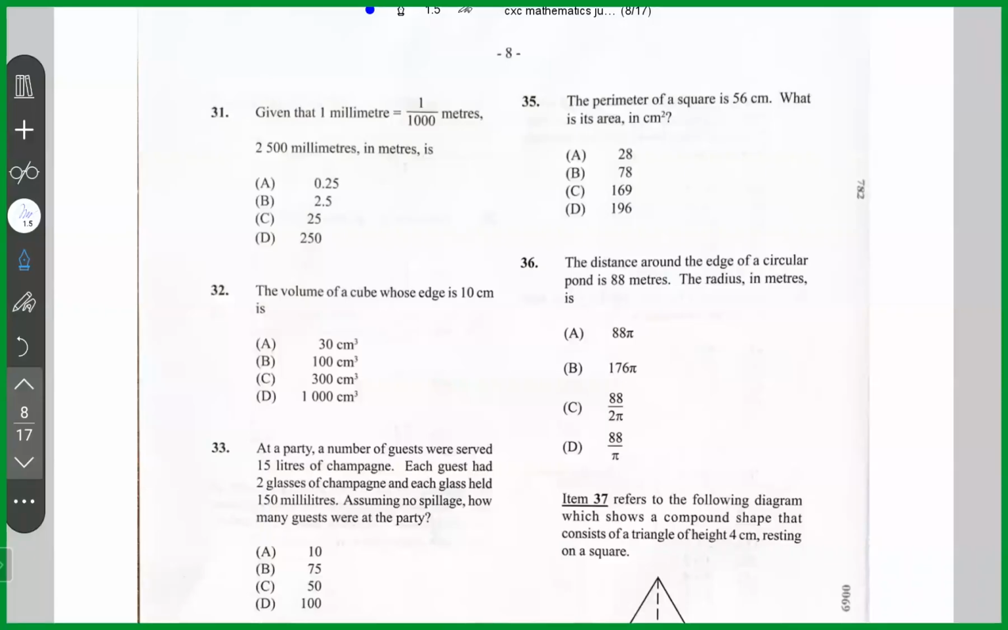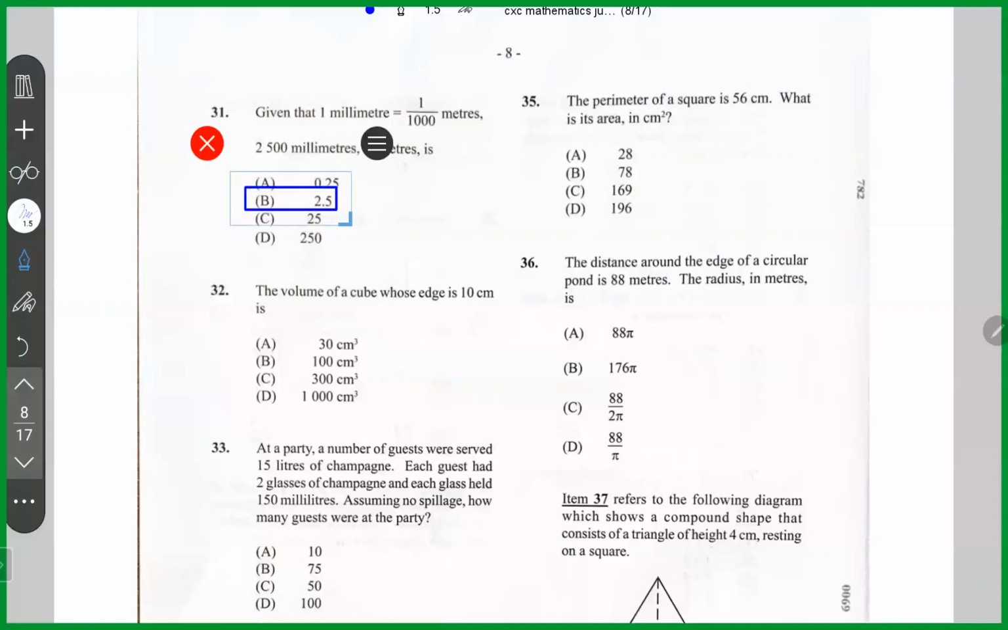Question number 31 says, given that 1 millimeter is 1,000th of a meter, 2,500 millimeters is 1/1,000 times 2,500, which is 2.5 meters. All right, so that's B.